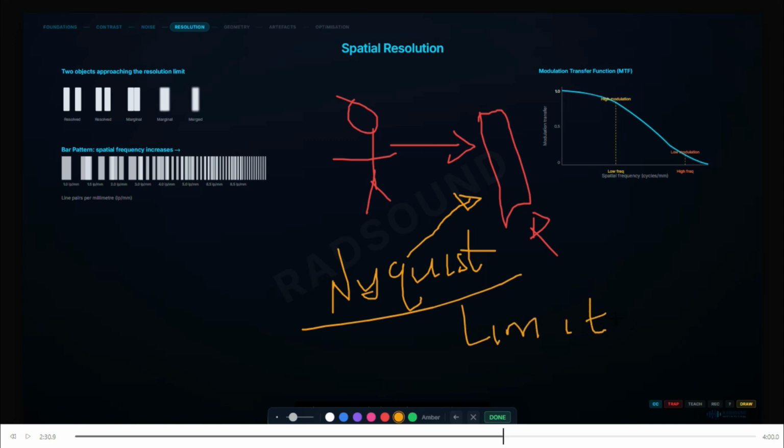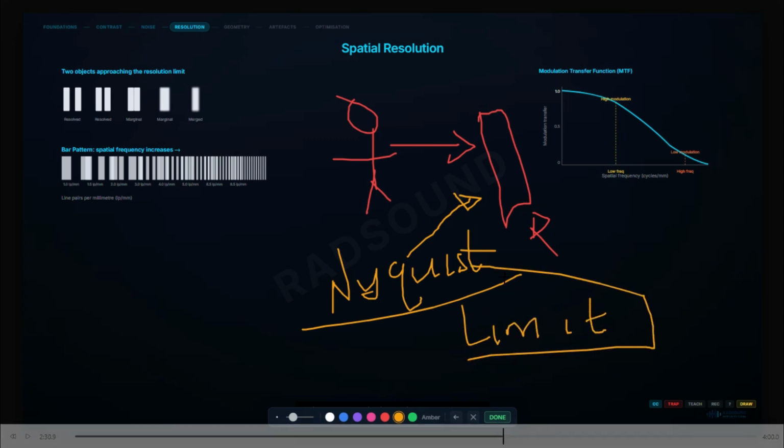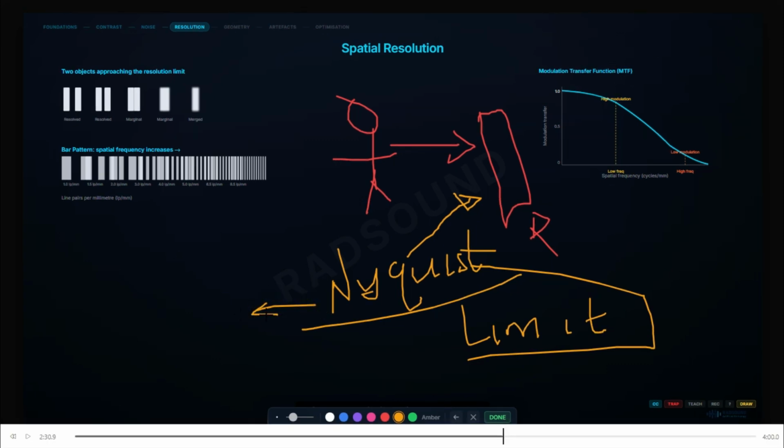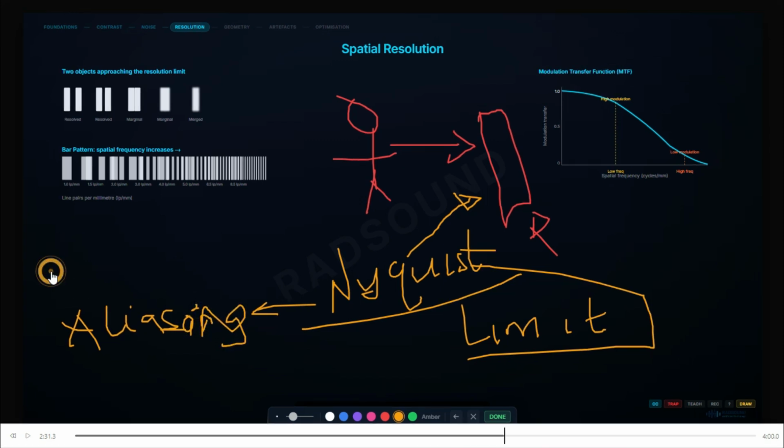So if the limit is passed, if something goes beyond the limit, that will be a problem. Less than the limit, that will also be a problem. And that problem that will happen is called aliasing. If the highest frequency is not preserved, then that will be aliasing. If the high frequency cannot be captured, then again aliasing. So this is what we call aliasing artifact.